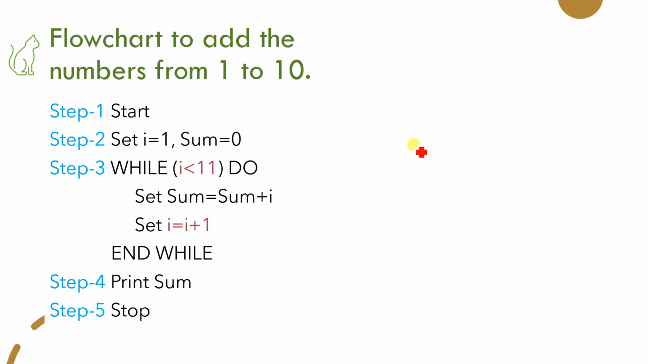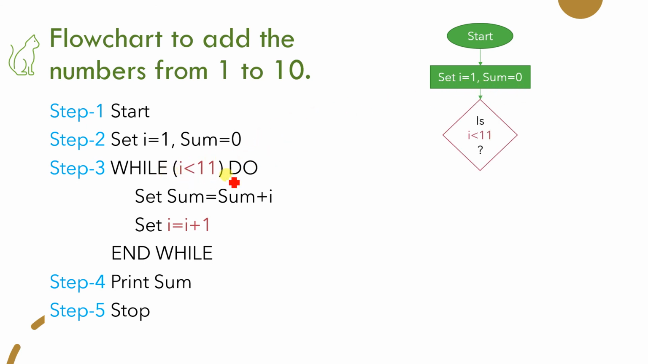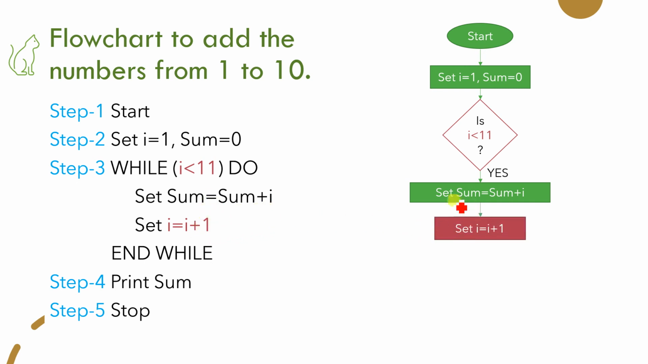Let us draw the flowchart for this algorithm. The flowchart is quite simple. After writing the algorithm, you can see here, the first line will be start, the second line will be set I is equal to 1 and sum is equal to 0, which is the processing statement. Then the condition is I is less than 11, with a question mark. If it is yes, there are two processing statements, written like this: set sum is equal to sum plus I, and then set I is equal to I plus 1. Then it goes back to the condition line and the loop continues.